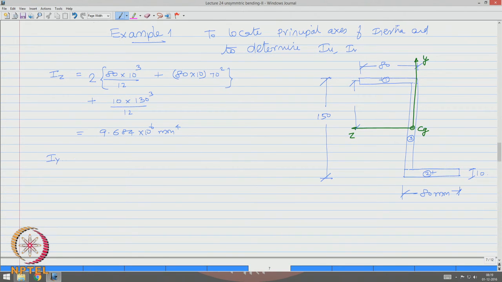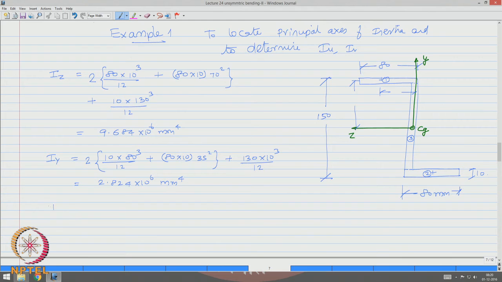Similarly, I can find I y for member 1: 80 × 10³ / 12 + 80 × 10. Now, I would like to find this distance, which will be 40 minus 5, which is 35 squared. This is for members 1 and 2. So, multiply this by 2, plus for the web it is 130 × 10³ / 12, which now gives me 2.824 × 10⁶ mm⁴.